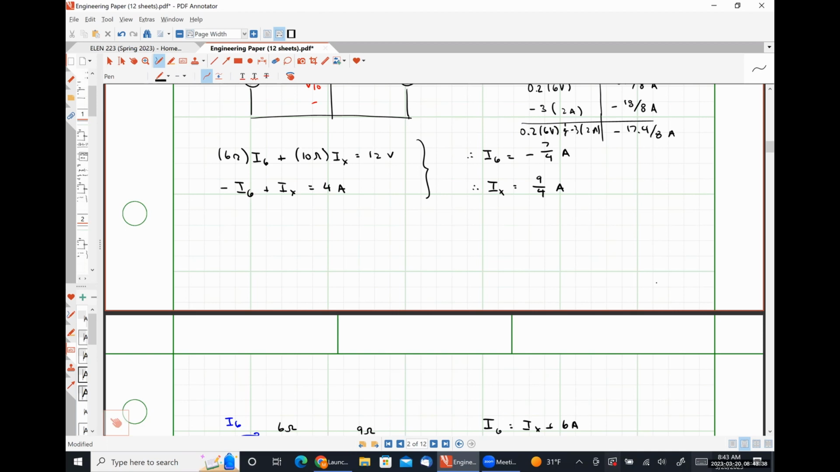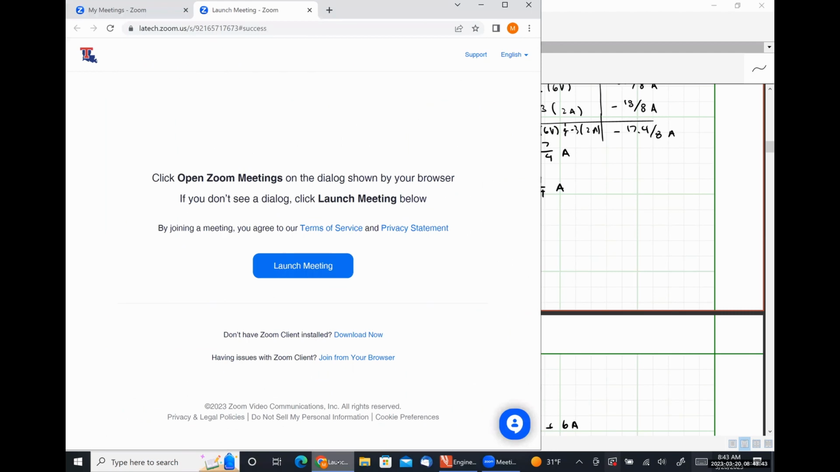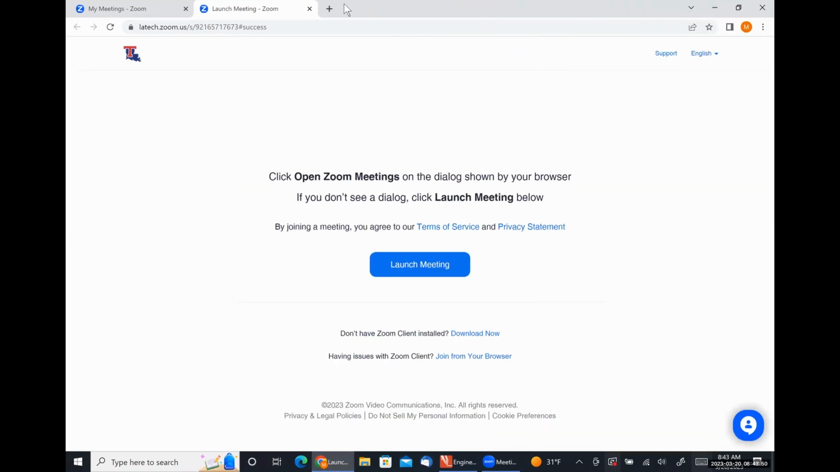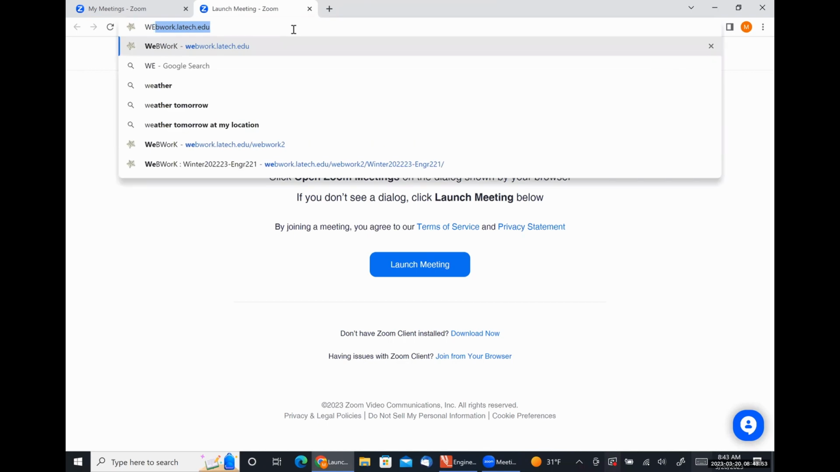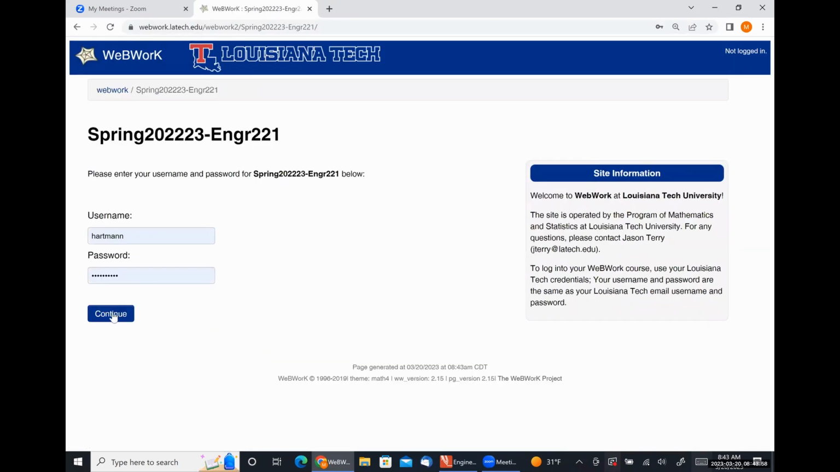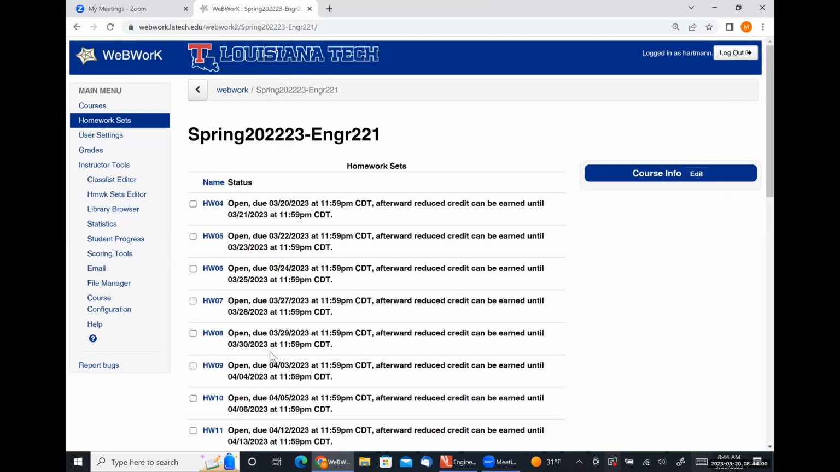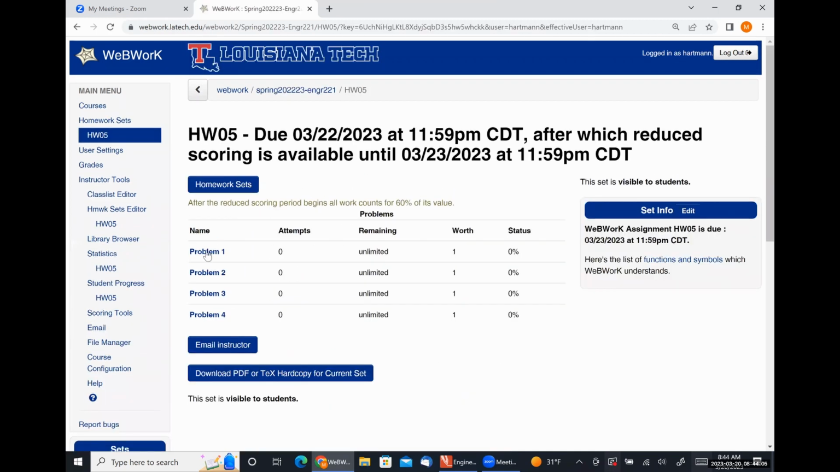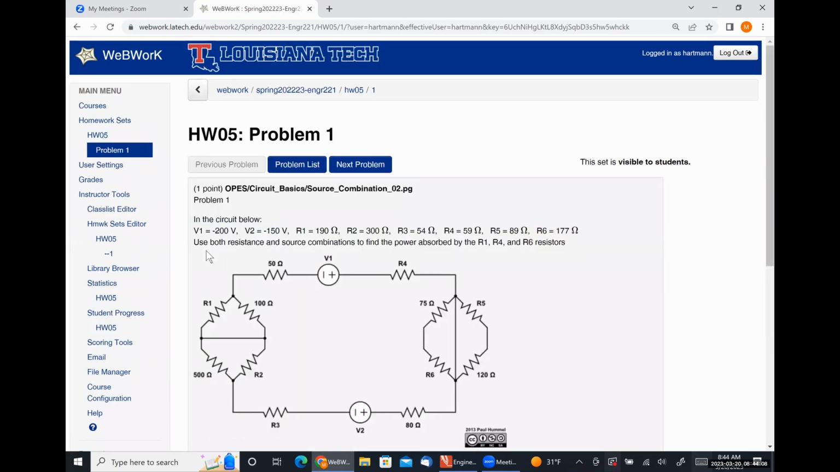So, let me pull up your web work here real quick. I want to talk about some of the things here and we might work a problem. So this is homework number 5, I believe. Let's look at problem 1. This problem has nothing to do with superposition, so let's move along to the next problem.